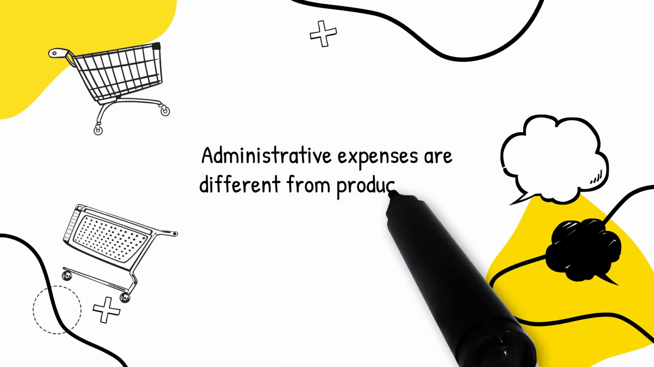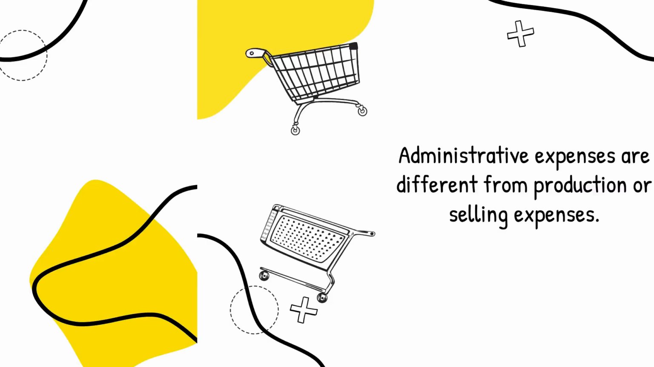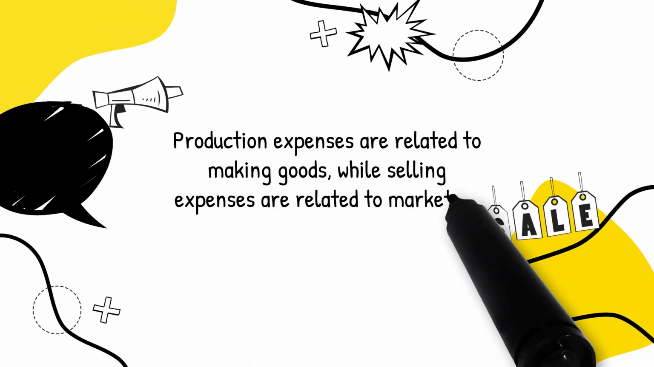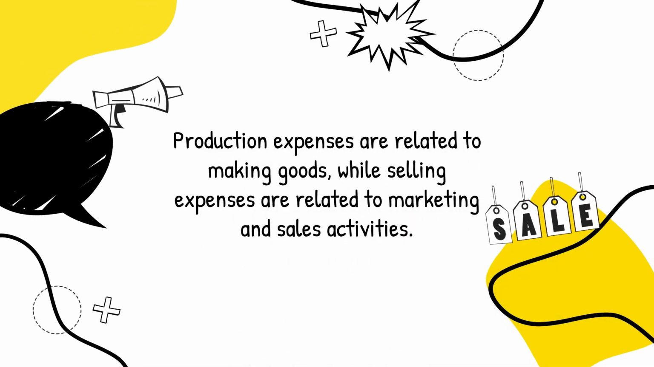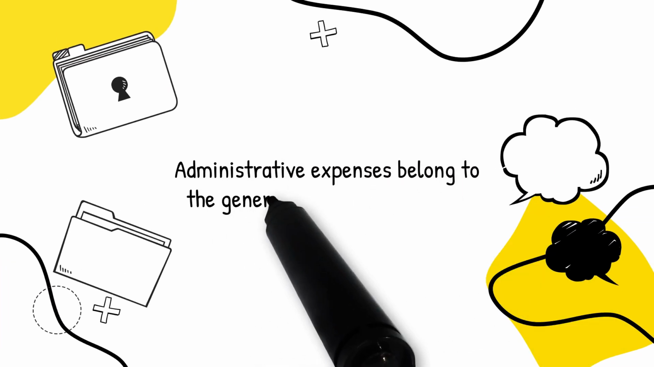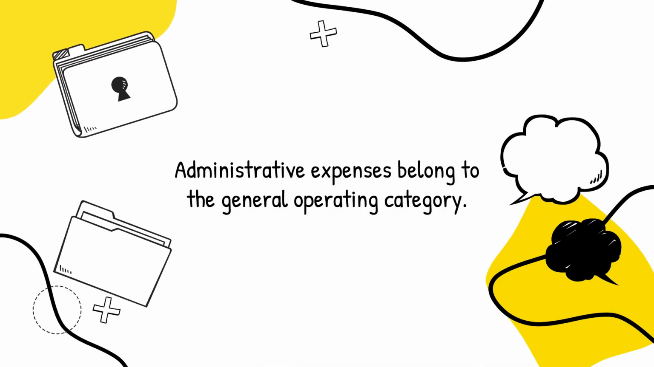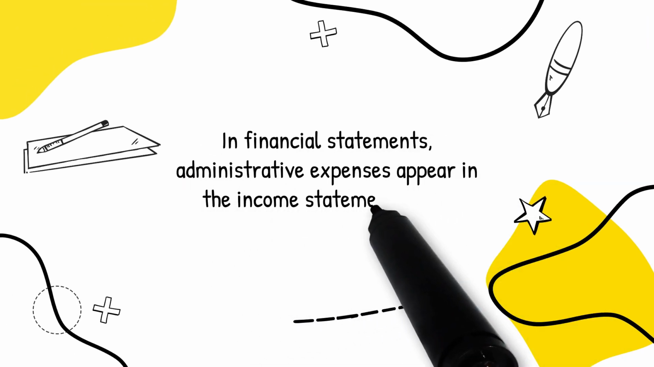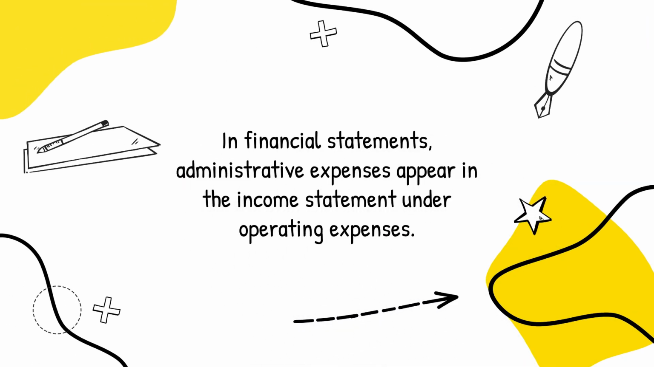Administrative expenses are different from production or selling expenses. Production expenses are related to making goods, while selling expenses are related to marketing and sales activities. Administrative expenses belong to the general operating category. In financial statements, administrative expenses appear in the income statement under operating expenses.